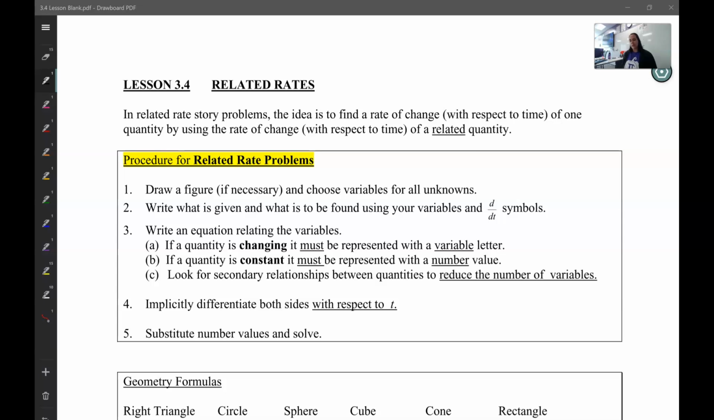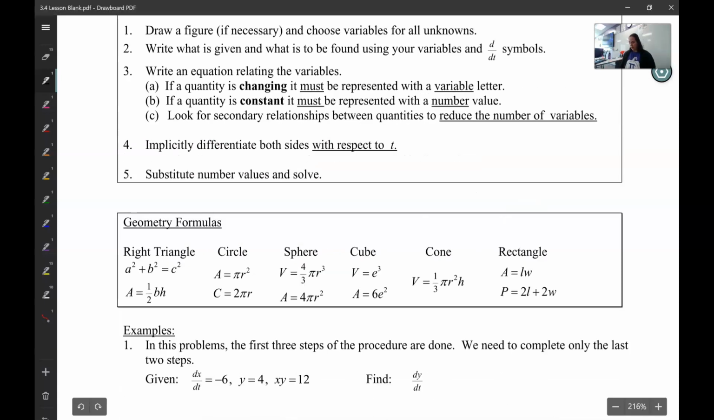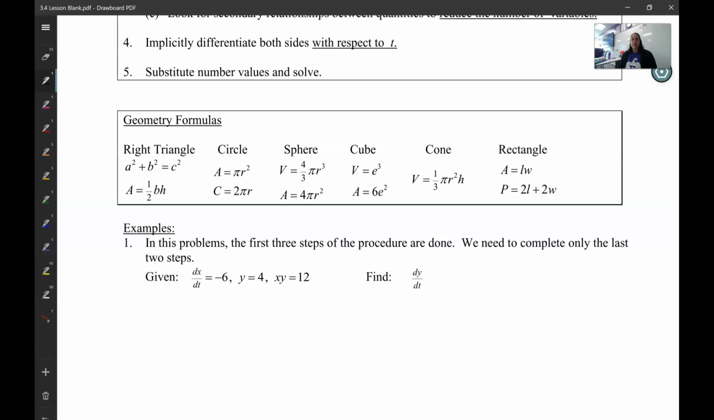Welcome to lesson 3.4, where we are going to talk about related rates. Now this is going to apply a lot to what we just did with implicit differentiation. They go together very closely, and you'll see that today. So, related rates are a very common free response question on the AP test. This is something that you're going to end up practicing a lot.